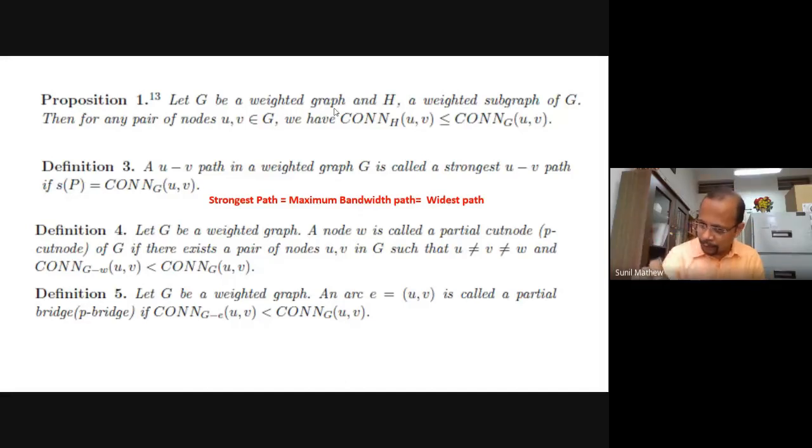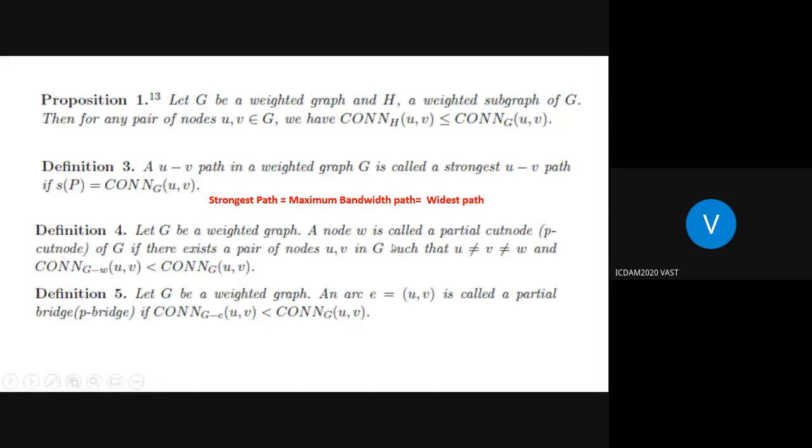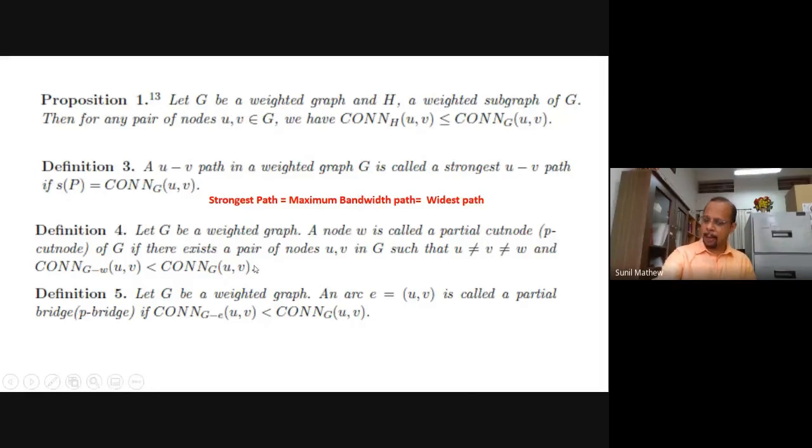So we look at vertices whose removal affects the flow. For example, in a traffic network, there can be certain cities that will affect the entire traffic network. That is called a cut vertex, a partial cut vertex, or a partial cut node. W is called a partial cut vertex if there exists a pair of nodes such that the removal of that vertex affects the connectivity between them. You might have got the idea. That vertex is very influential to the flow between V and U, because every maximum bandwidth path passes through that vertex W. That's the meaning.